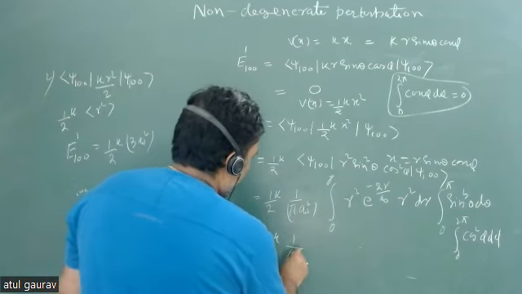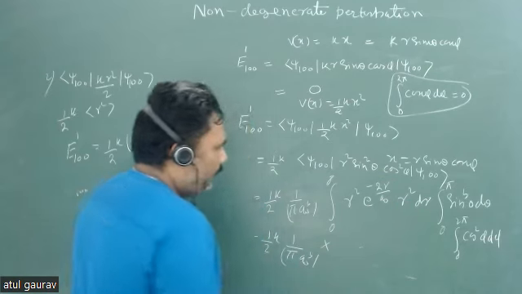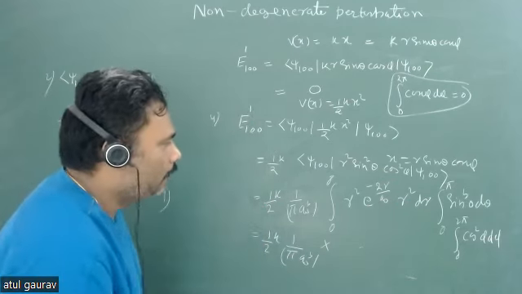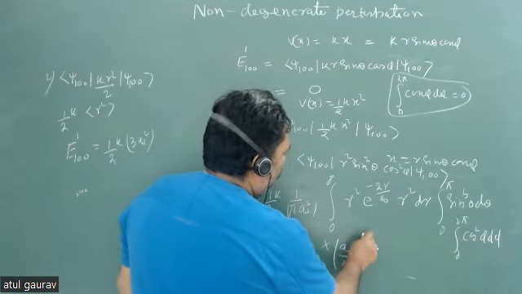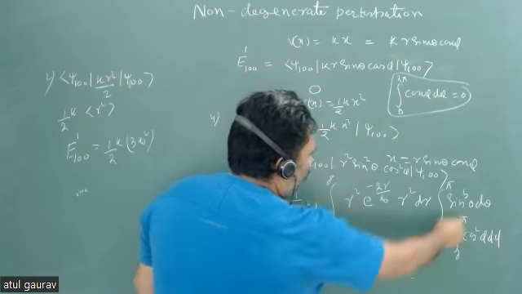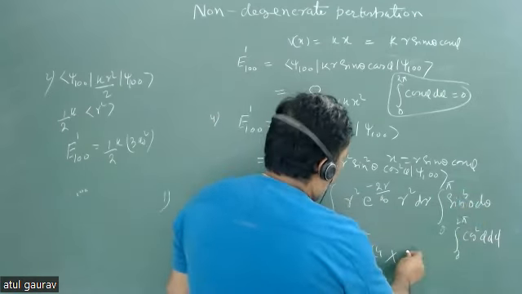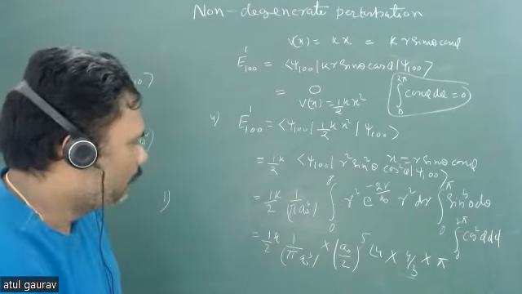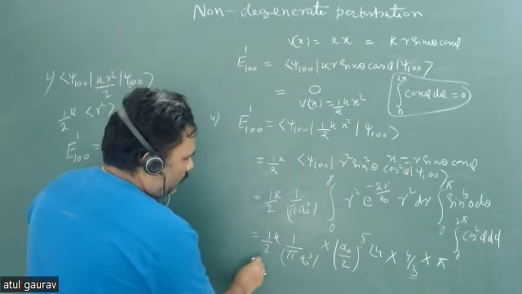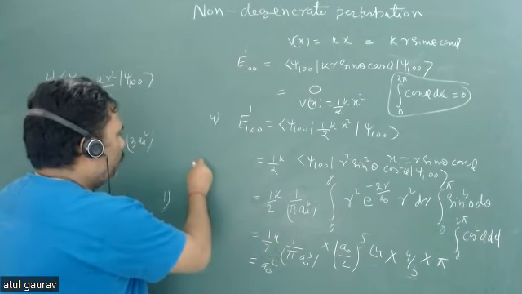Half k, 1 upon pi A naught cube, what will its value be? Tell me, let's revise this too. A naught pi 2 to the power 5 factorial 4. What will be this integration? Sin cube theta d theta, we have done it many times. That is 4 upon 3. And what will be this integration? This integration is pi. So you have this particular value. When you calculate it, I think you will get the value is nothing but A naught square. Okay.